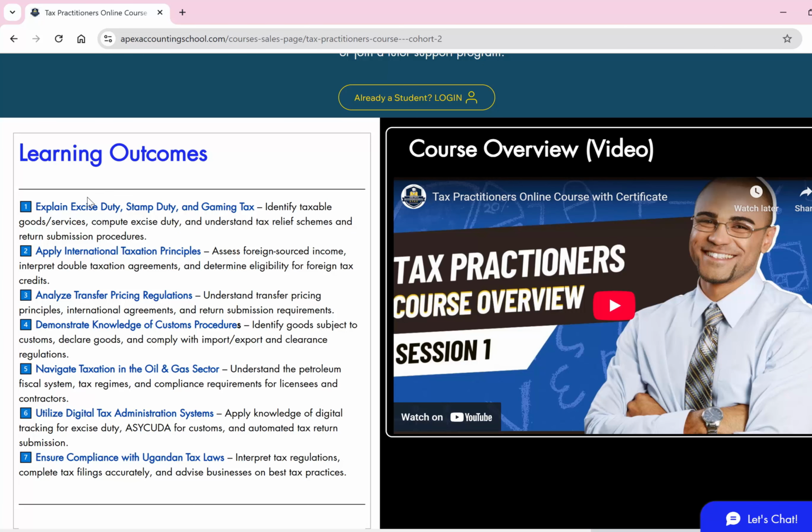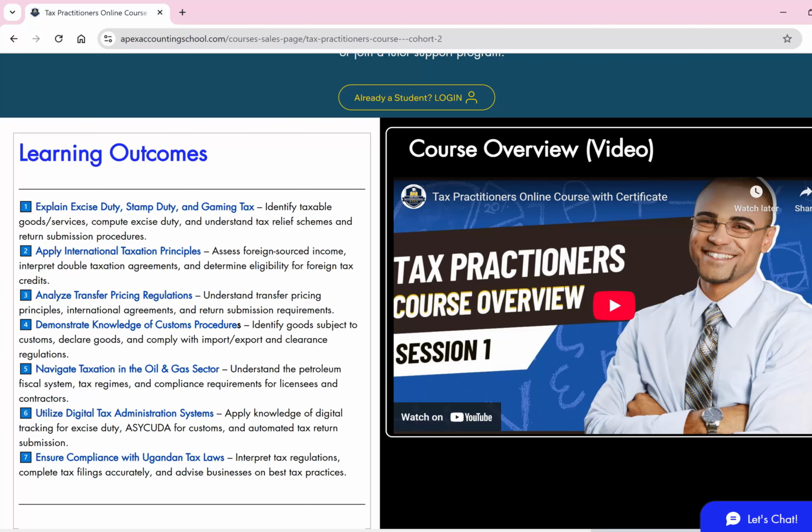So the learning outcomes here, we have number 1, to explain excise duty, stamp duty and gaming tax. Here you're going to be able to identify the taxable goods and services. You'll be able to compute the excise duty. You'll be able to understand tax relief schemes and the return submission procedures. In number 2, you'll be able to apply international taxation principles. After the course, you'll be able to assess the foreign sourced income. You should be able to interpret double taxation agreements and determine the eligibility for foreign tax credits.